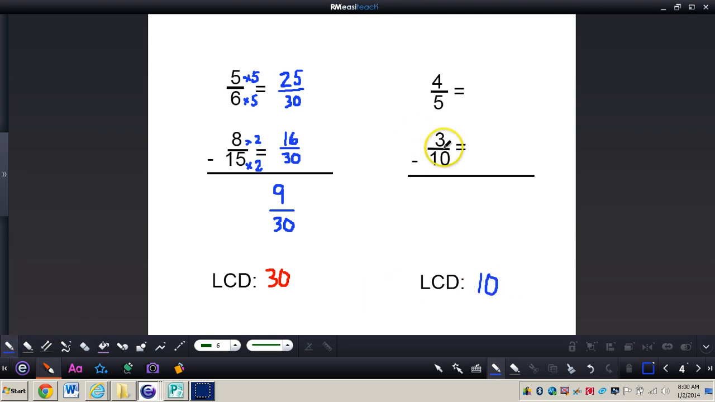That means we're not going to change this 3/10 at all, we're just going to change the 4/5. So that 5, we're going to need to multiply that 5 by 2. That 4 times 2, that's going to give me 8. 5 times 2 will give me 10. 8/10. I'm just going to write my 3/10 again. Denominators are the same, makes it very simple. 8 minus 3 is going to give me 5. Denominator will stay the same at 10. 5/10, we do need to simplify if possible. 5/10 will actually give me 1/2 for my answer.